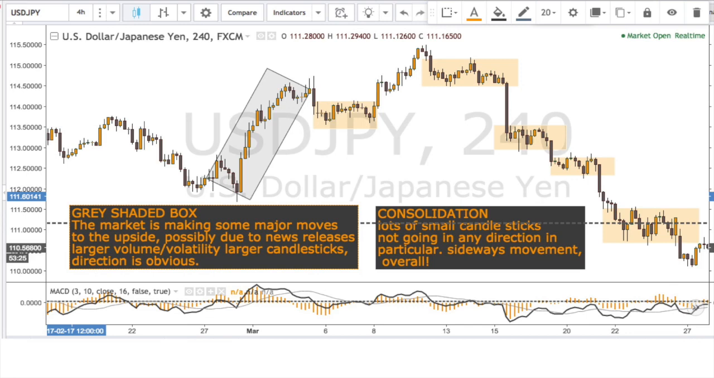You can see the gray shaded box. The market is making some major moves. That's going to happen during overlaps. But then that consolidation is going to happen during the slow, mild, no news. This is why you do not want to trade those times.